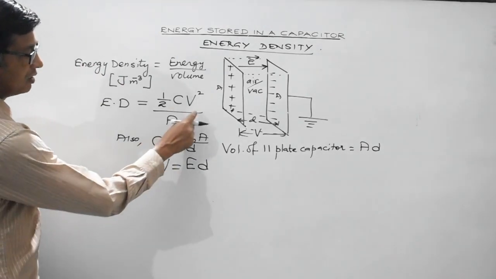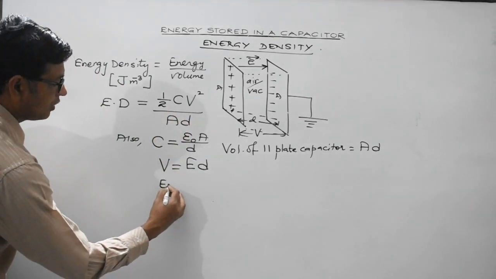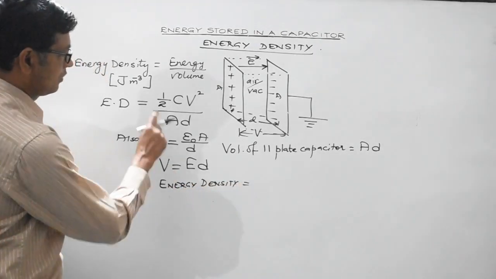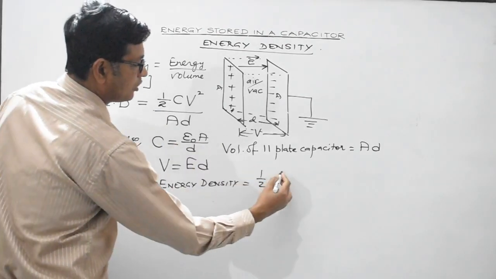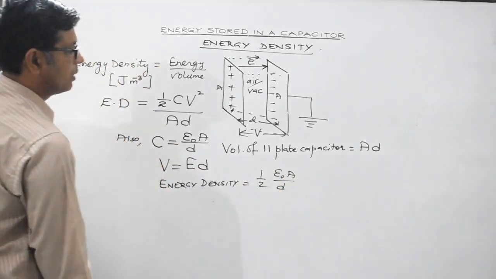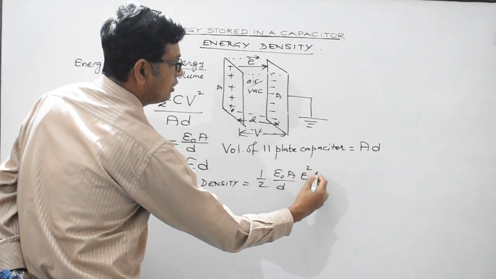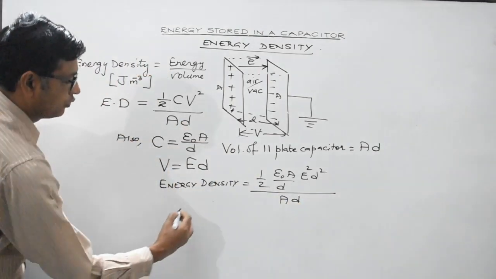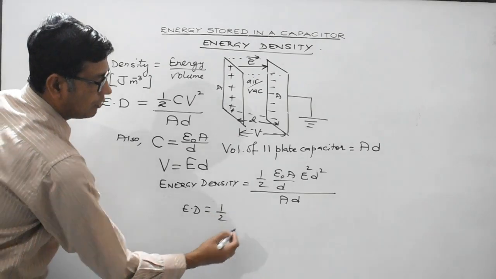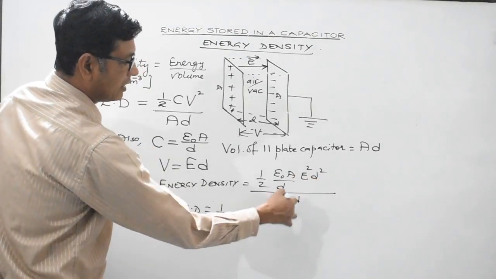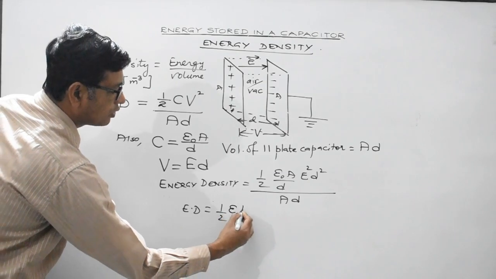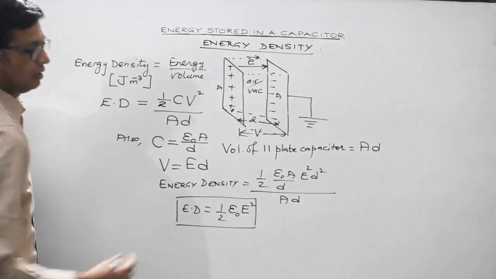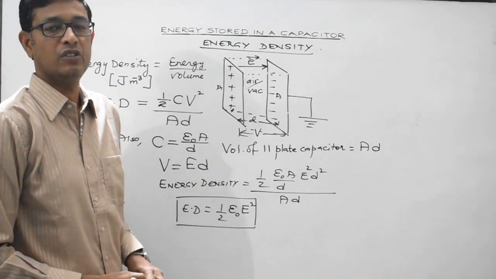Substituting these two values over here, what we get is energy density. It would be equal to half C, which is epsilon A by D, the capacitance of a parallel plate capacitor, times V square, which is E square D square, divided by volume, which is A into D. So we are left with half, D square gets cancelled, A gets cancelled. We are left with half epsilon E square.